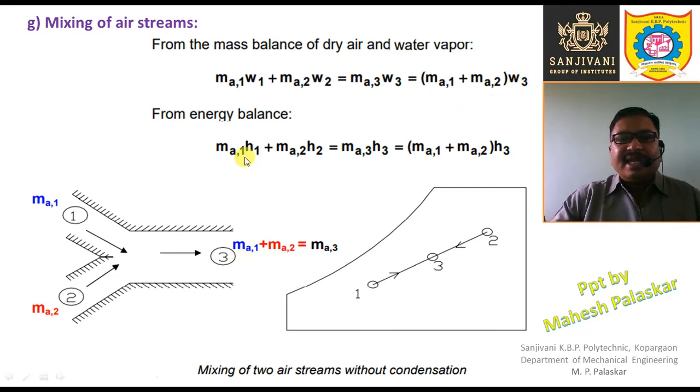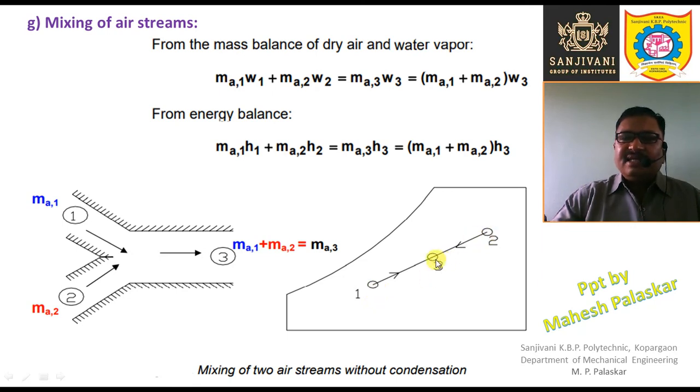Now from energy balance we can write that the mass of air of the first stream multiplied by the enthalpy of the first stream, plus the mass of air of the second stream multiplied by the enthalpy of the second stream, is equal to the mass of the mixture multiplied by the enthalpy of the mixture, right? So this equation is the energy balance. Now this Ma3, you know, is equal to Ma1 plus Ma2, and that is ultimately multiplied by H3, which is the enthalpy of the mixture, right?